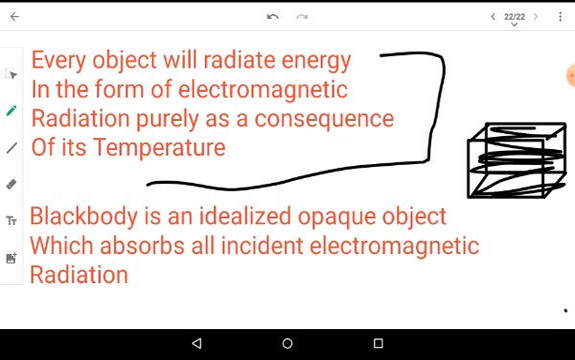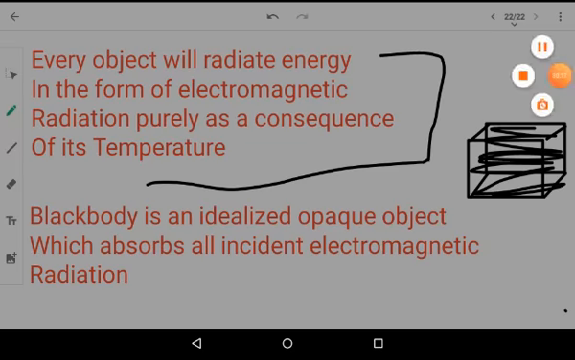It absorbs every incident electromagnetic radiation, so there is no reflection. When you look at something black in color, it is reflecting nothing but absorbing everything. It will absorb everything and reflect nothing, so it is actually black in color.